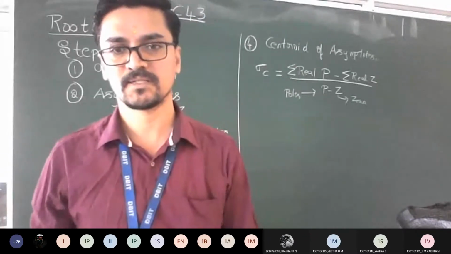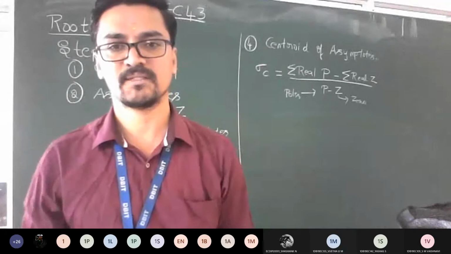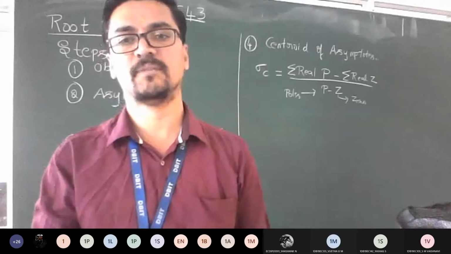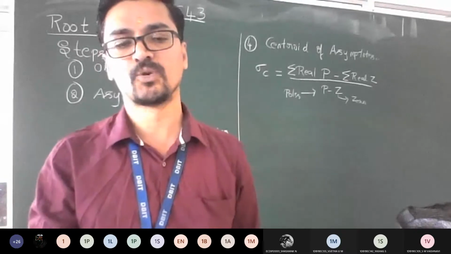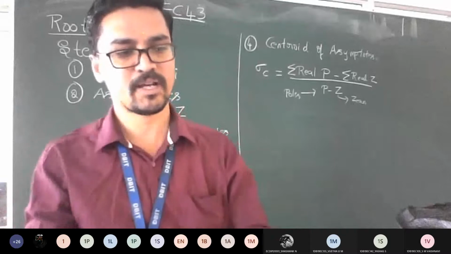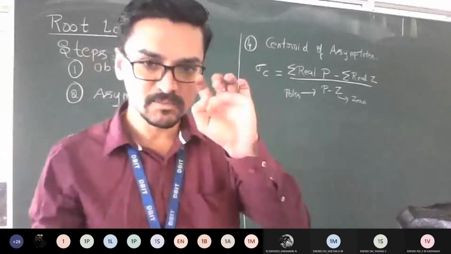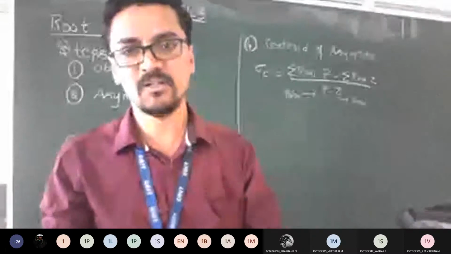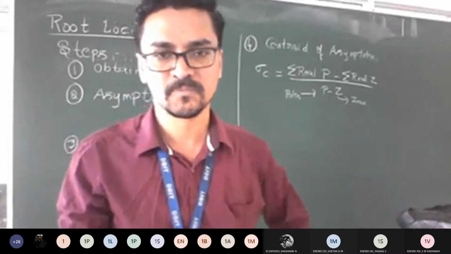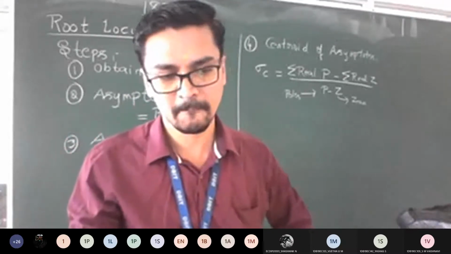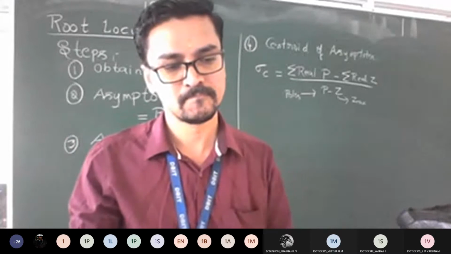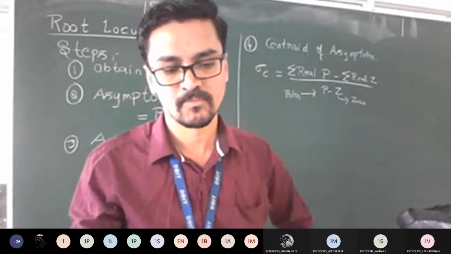So these are the first 4 steps. A few times in the exam they may ask you to list the procedure to plot a root locus. At that time you need to write all the steps we're writing now. The same steps are applicable while solving the problem also.